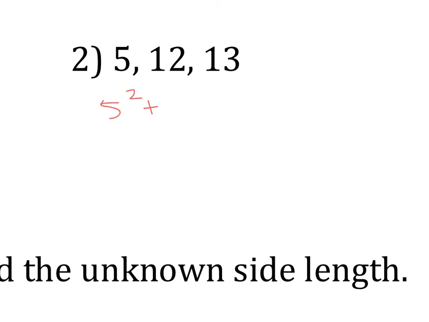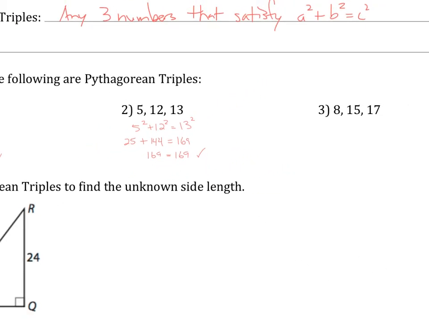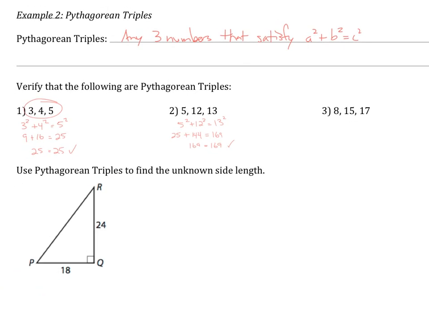Number 2, again we have 5 squared plus 12 squared equals 13 squared. 5 squared is 25. 12 squared is 144. And 13 squared is 169. 25 plus 144 is 169, and those two are the same. Okay, so you can go ahead and try that with number 3 and verify that those are also Pythagorean triples. And if you can recognize multiples of these, then it's really easy to find missing side lengths.